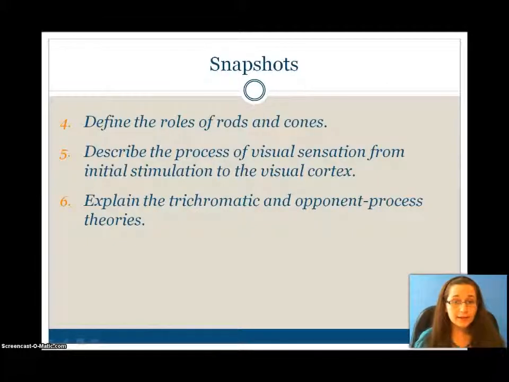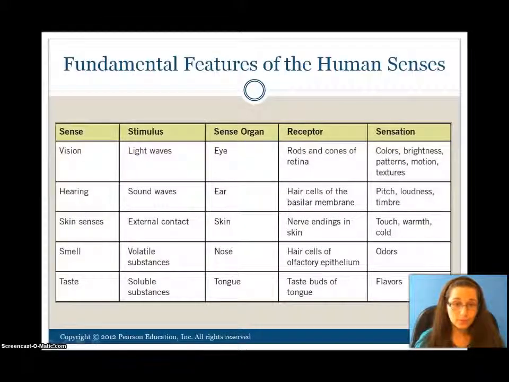Now, as we go through these next sections, we want to consider specifically the transduction of the visual process. We want to be considering the roles of rods and cones, and we also want to be thinking about where we're starting from and where we're ending in terms of the visual sensation. Once we cover the visual sensation, we'll then go in and cover the auditory transduction process as well.